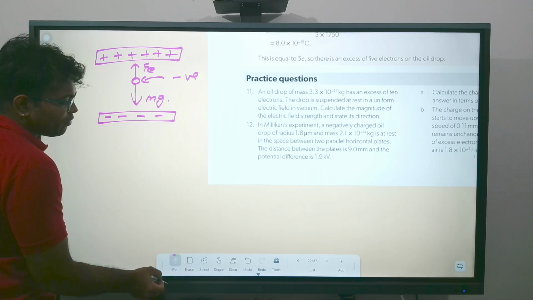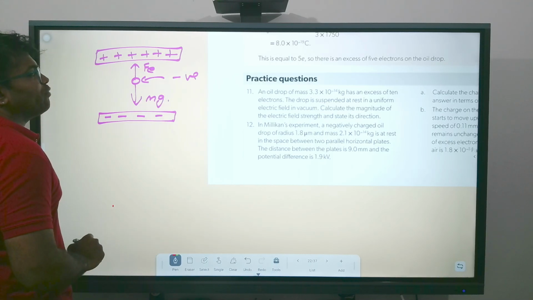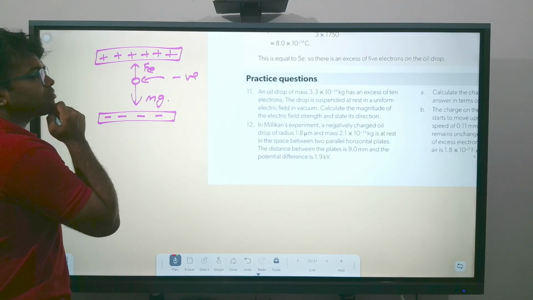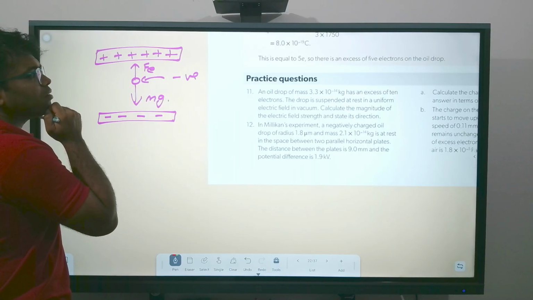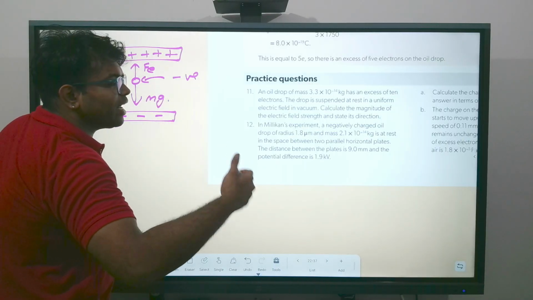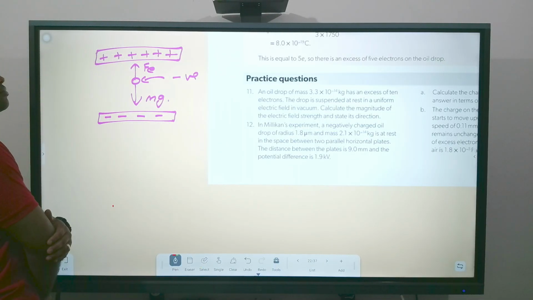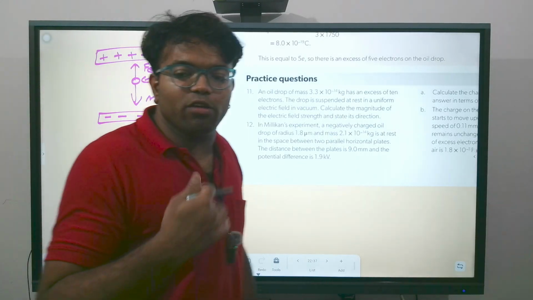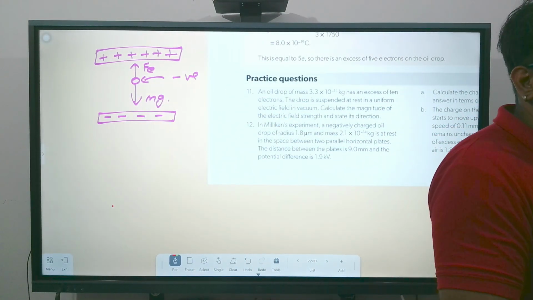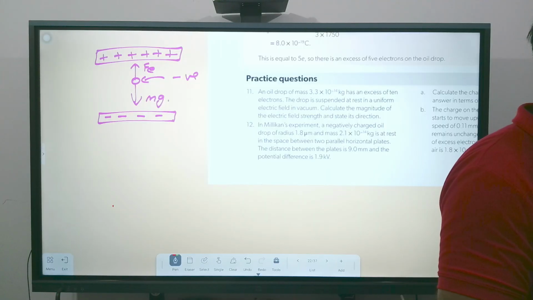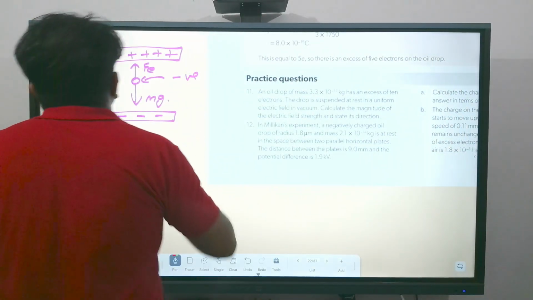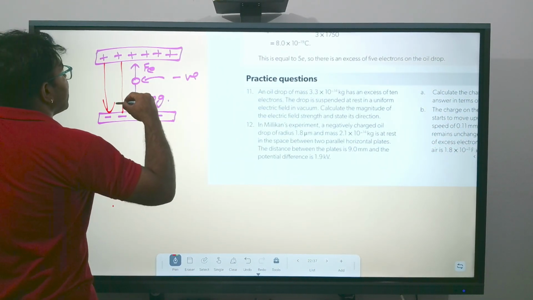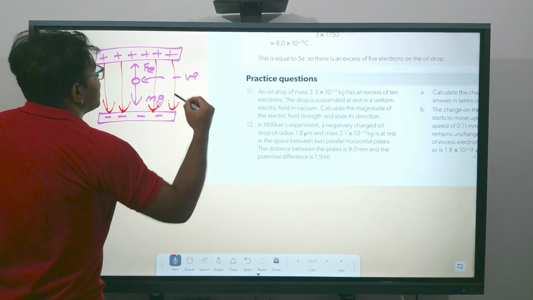So what will be the direction of the electric field? Where does the electric field originate and where does it go? Akshay, simple question. Where does the electric field originate? Does it originate in the positive or in the negative? It originates at the positive and goes towards the negative. This is the direction of the electric field.